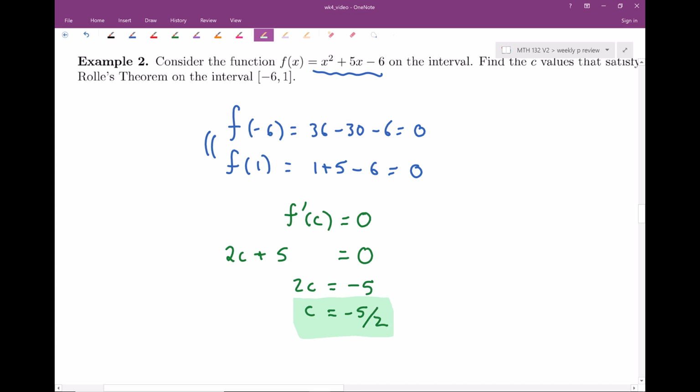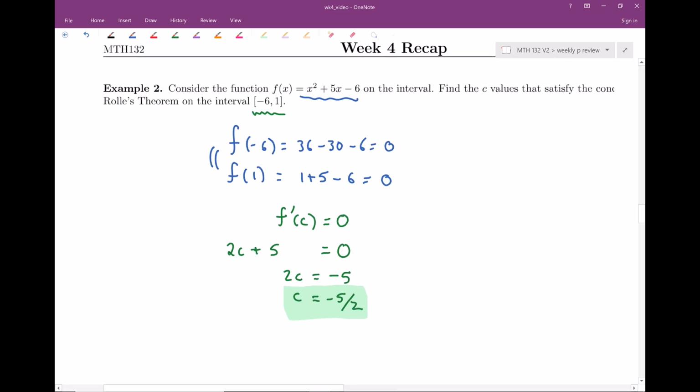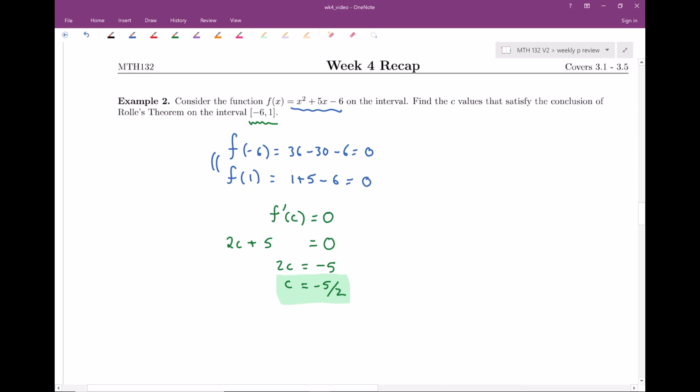And the big thing here is that is within our interval. So our interval is from negative 6 to 1. That c value is inside of that interval. So in this case, there's only one c value that satisfies the conclusion of Rolle's theorem, and this is it. It's c equals negative 5/2.